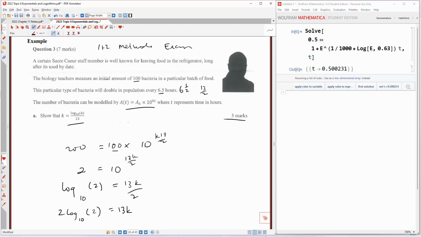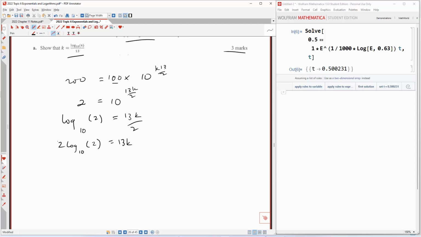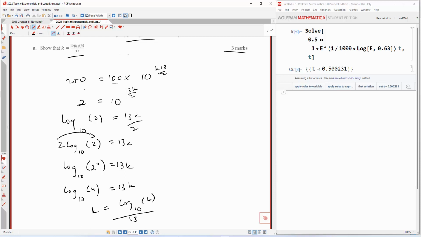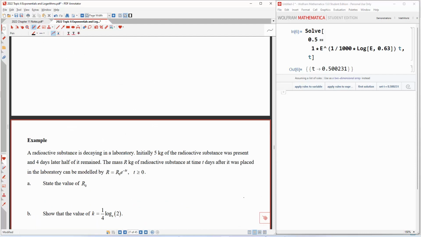Now I'm just looking at what I have to show, and what I have to show is log 10 4. And what's happened here is that I've gone, okay, so that 2 there needs to be brought up here. So it's kind of like simplifying in reverse. We're going to rewrite this as log 10 2 to the 2 equals 13k. So instead of going out the front, we're going to bring it up there, which then produces log 10 4 equals 13k, k equals log 10 4 over 13 as required. Tough one there, 3 marks.